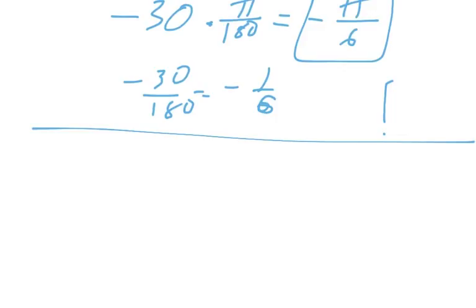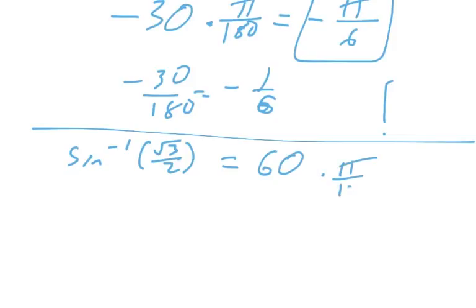And finally, for the ones that are pretty much one-step problems, we got the inverse sine of the square root of 3 over 2, which turns out to be 60 in our calculator. When we multiply by pi over 180, that turns out to be pi over 3.